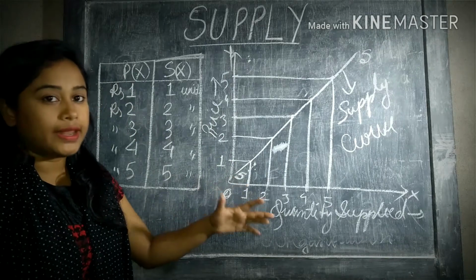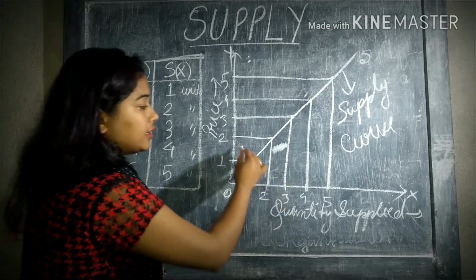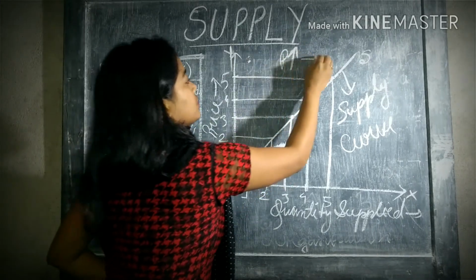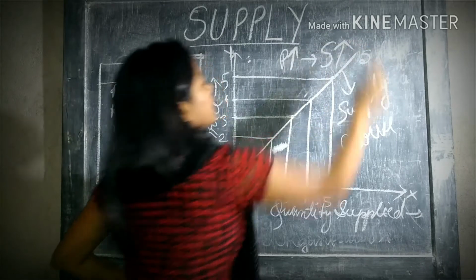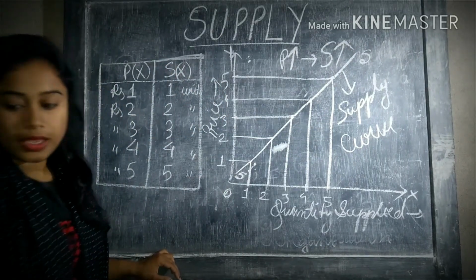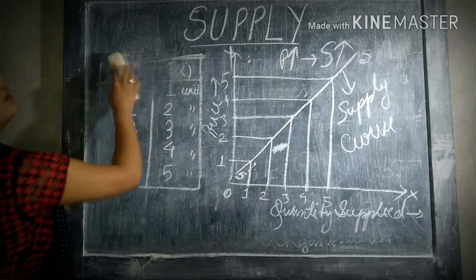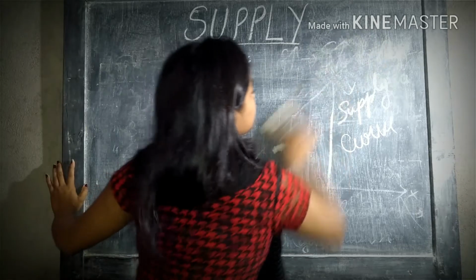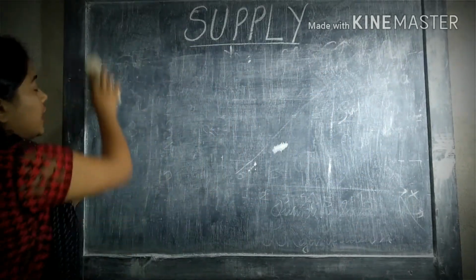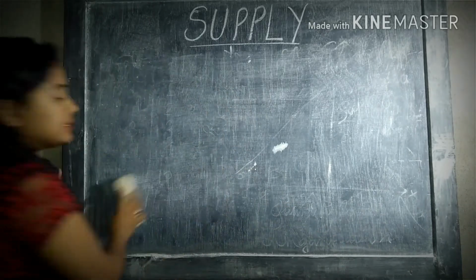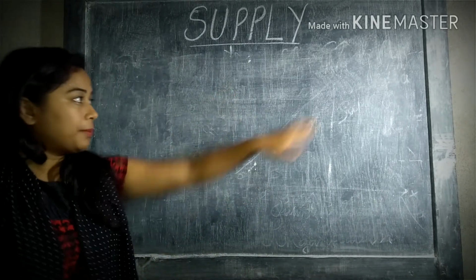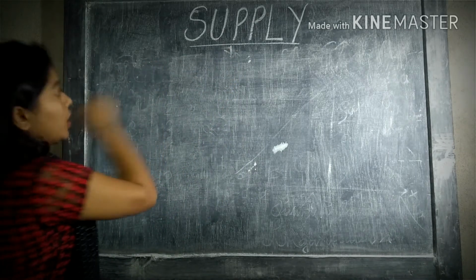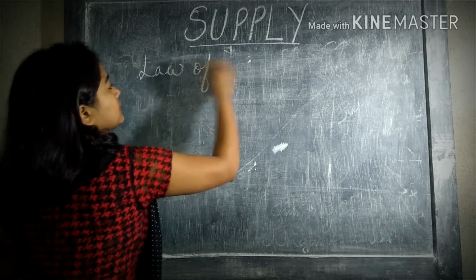Okay, so clearly we can see here that the supply of a commodity and the price of a commodity have a direct relationship. If one increases, the other factor also goes on increasing. If price increases, the supply of a commodity will also increase. Okay, so after understanding what is supply, and how we can draw the chart of different prices and quantities supplied and the supply curve, we will now learn what is the law of supply.